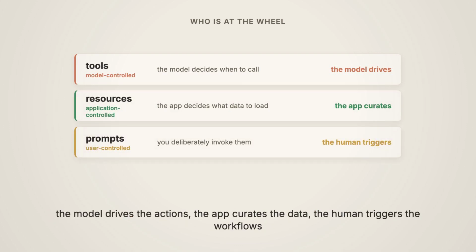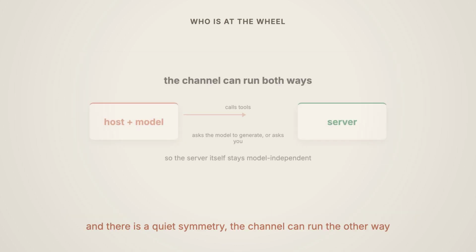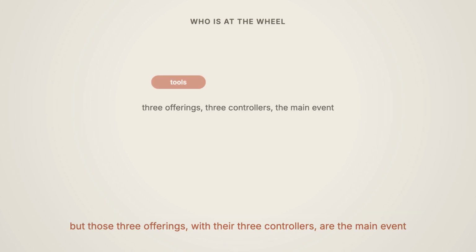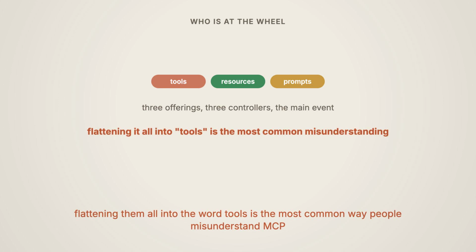3 lanes, 3 drivers, and there is a quiet symmetry. The channel can run the other way. A server can reach back and ask the host's model to generate something, so the server itself stays model independent, or pause and ask you for a missing detail or a confirmation. The conversation flows both directions. But for everyday understanding, those 3 server offerings with their 3 controllers are the main event. Flattening them all into the word tools is the most common way people misunderstand MCP.